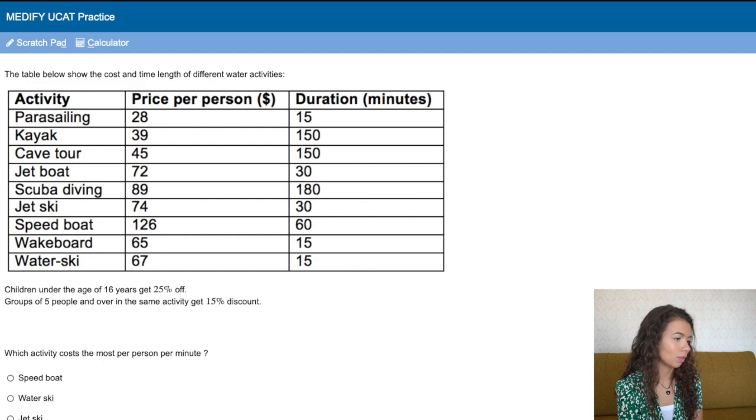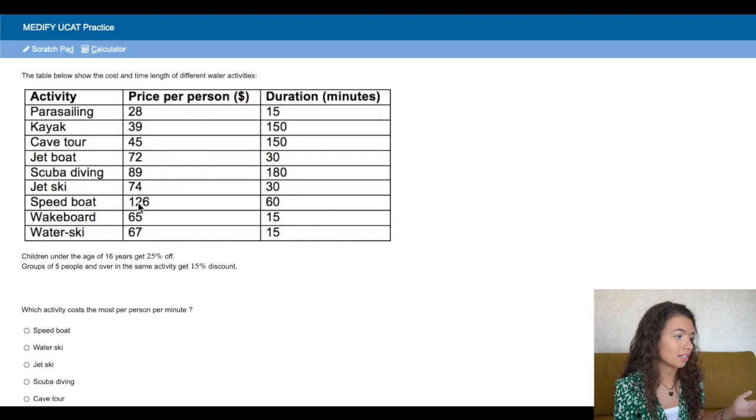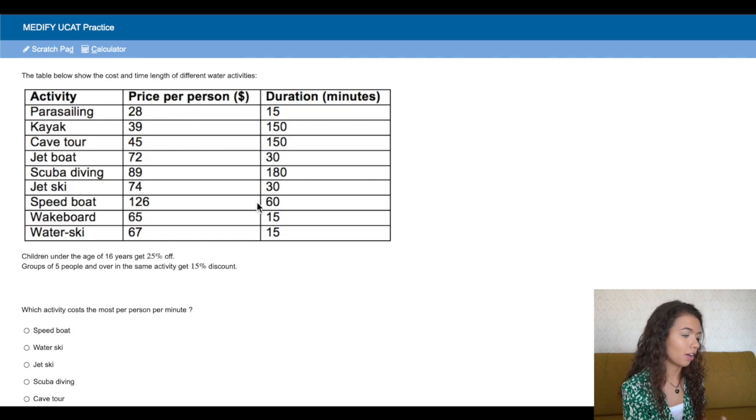Which activity costs the most per person per minute? Okay, so this is a bit of a long one. Because I'm obviously under time constraints, I don't have the time to go and calculate every single activity one by one. So I'm going to look at the answers instead and try and compare those first.